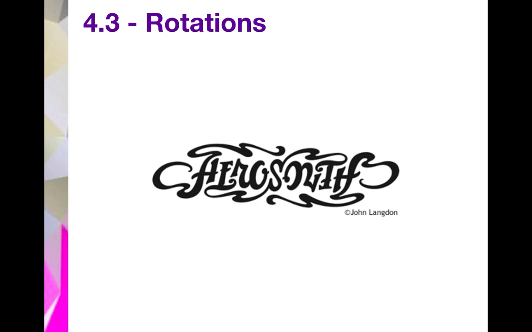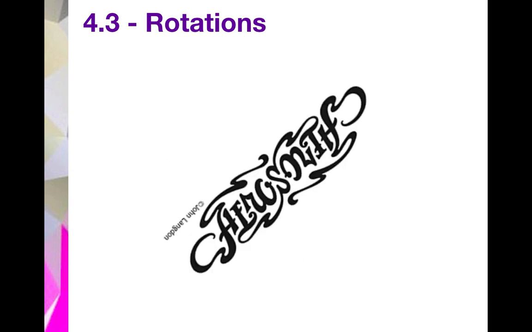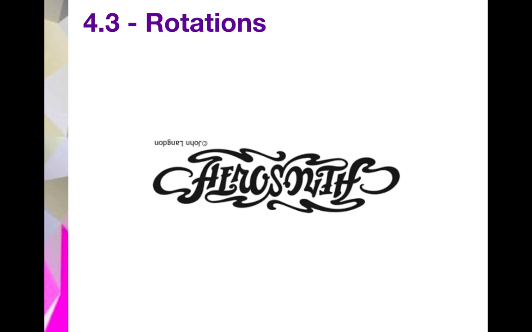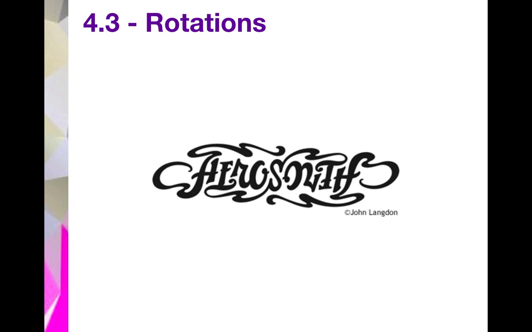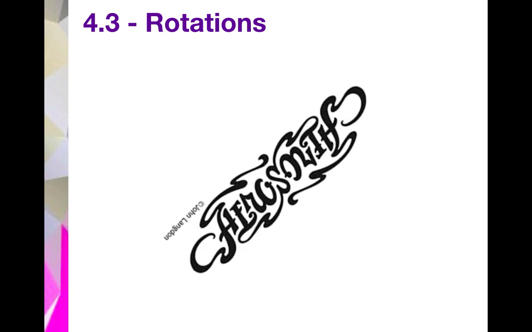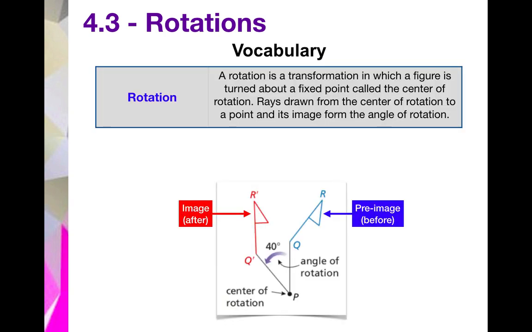We're in Chapter 4, Transformations, and we're talking about rotations. Here's a perfect example of a rotation. We have a very artful way of writing the band's name, Aerosmith, and they were popular back in the 1970s and 1980s. If you rotate this around, you'll see that it still spells Aerosmith in the same way. A very creative way of using graphics and rotation.